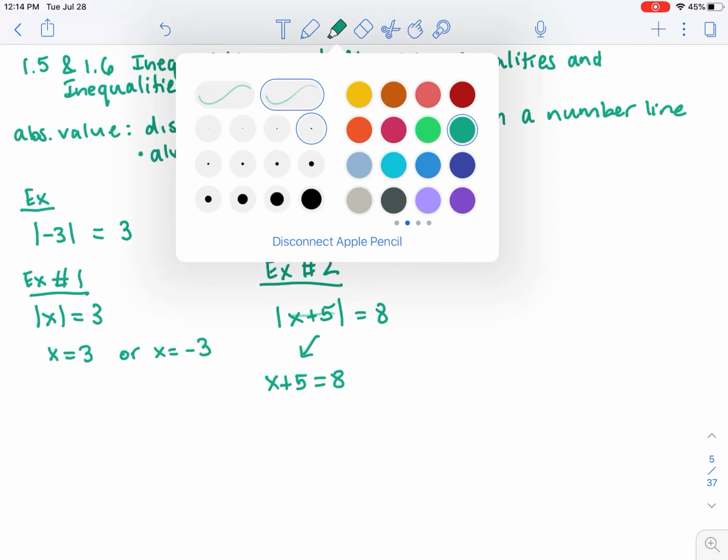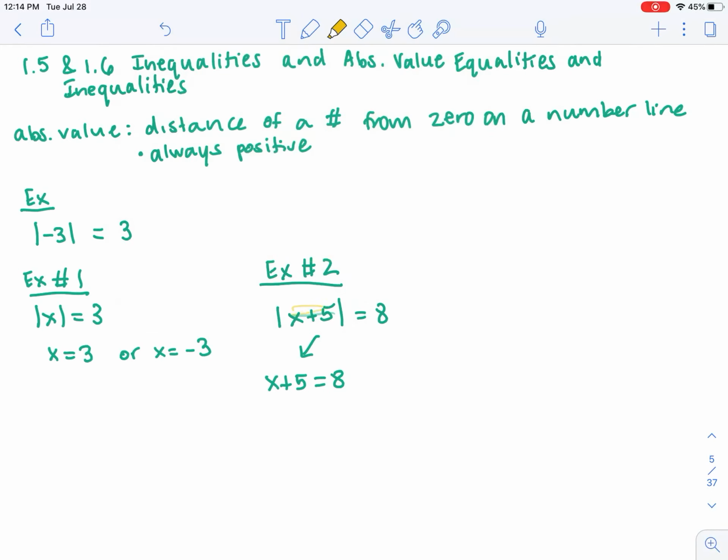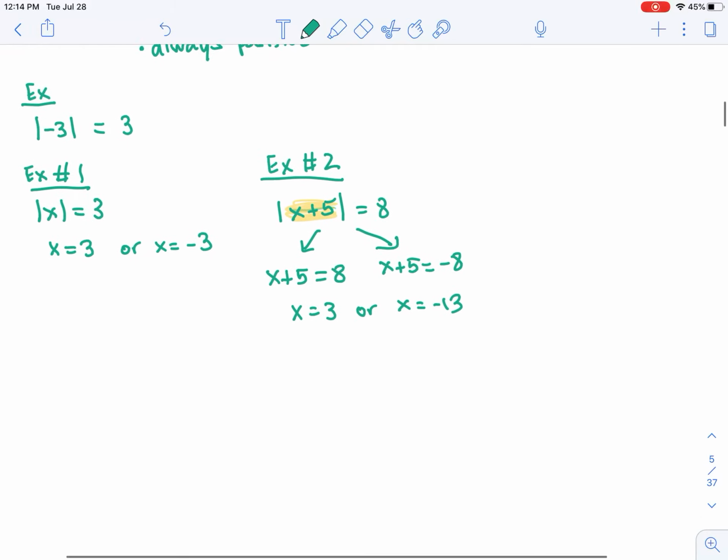So essentially we've dropped the absolute value, so let me highlight that. The x plus 5, we're going to take that and we set it equal to +8 as well as -8. And then if we solve for both of those, 3 and -13, both if you add 5 to it, are 8 units away from 0. So we have x equals 3 or x equals -13 as the solutions.